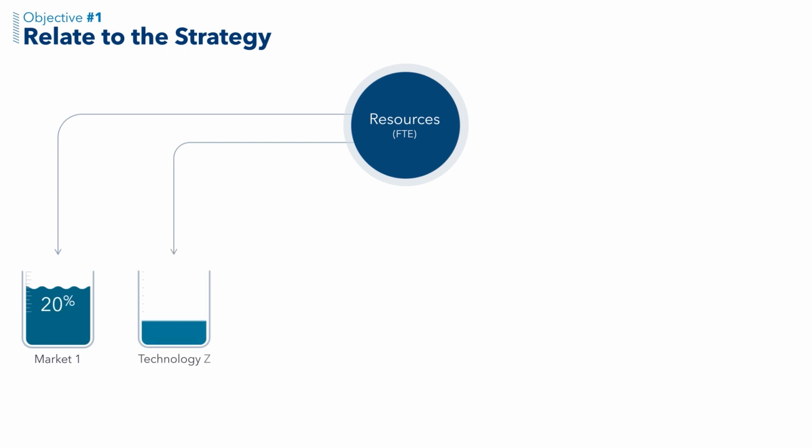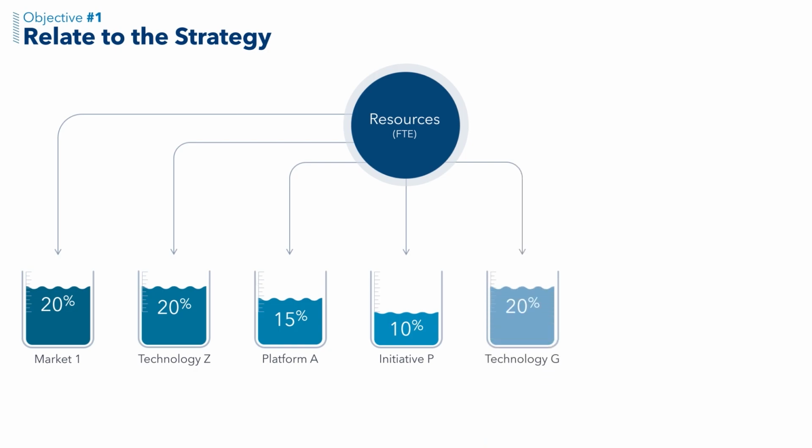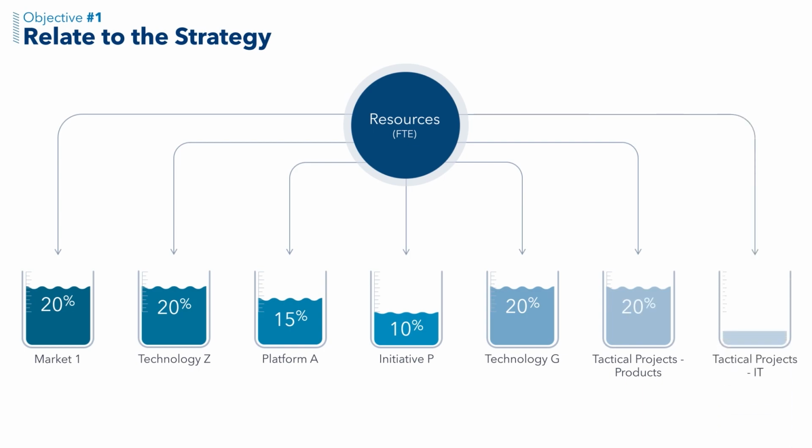This is a straightforward example of a club member who wanted to manage all of their projects simultaneously, including information technology projects. Notice that this club member has 5 strategic arenas, namely Market 1, Technology Z, Platform A, Initiative P, and Technology G. However, in the process, the club member deemed it necessary to add additional buckets for tactical projects related to products and another one for IT projects. It also became necessary since it was the same resource working on Technology G and IT projects.